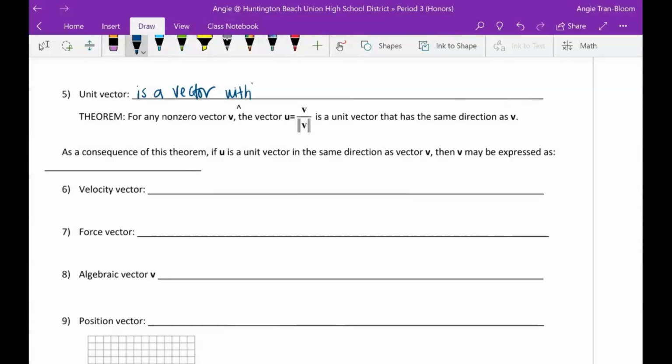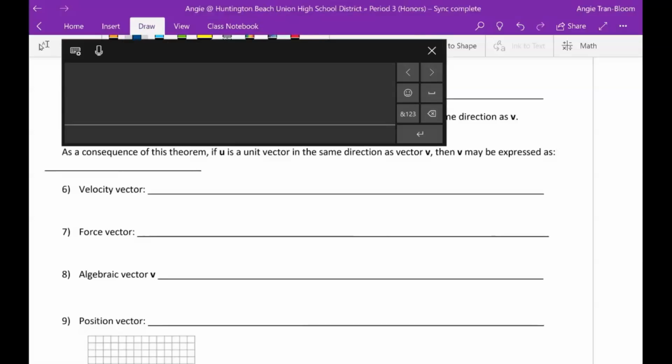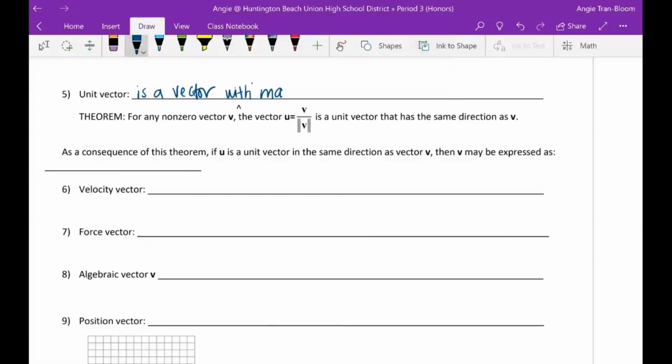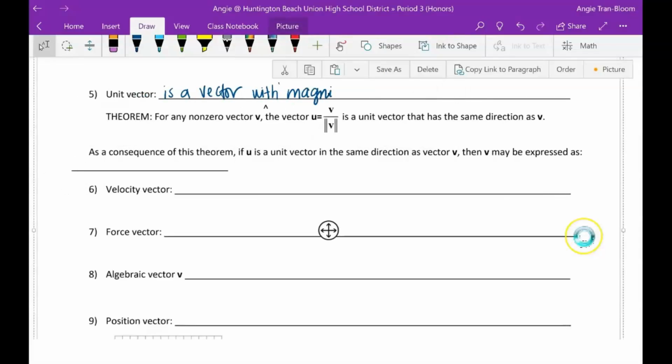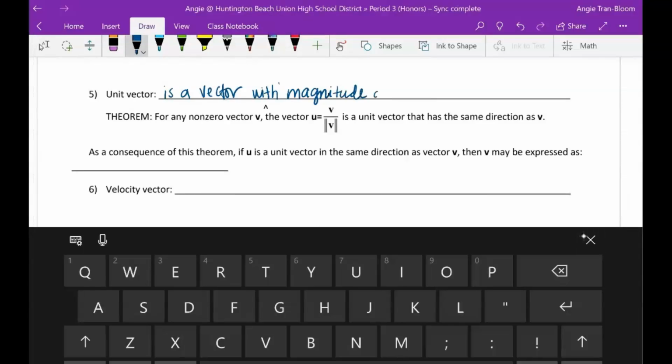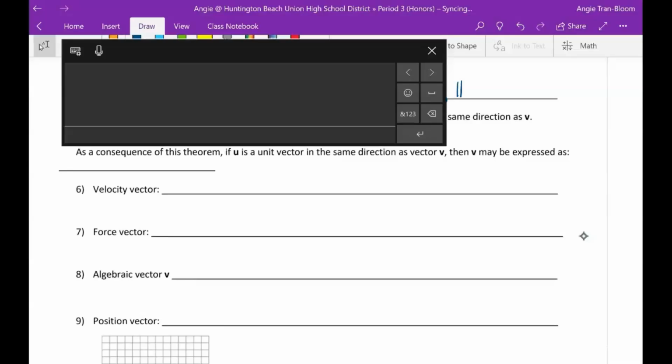Unit vector is a vector with magnitude of 1 unit. It's like a unit circle, right? Unit circle radius is 1. Unit vector, magnitude 1.